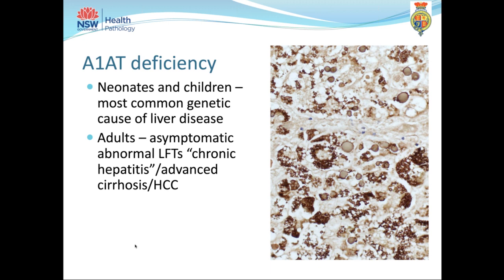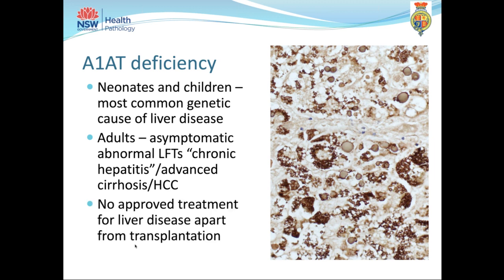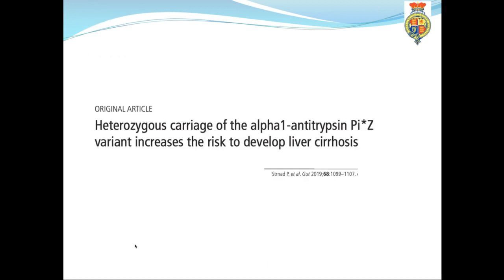Alpha-1 antitrypsin deficiency, very common, is the most common genetic cause of liver disease in children. In adults, the presentation is quite variable. There's no approved treatment apart from transplantation. And we see a number of these cases each year where the patient has cirrhosis from another cause, such as alcohol, with alpha-1 antitrypsin globules identified.